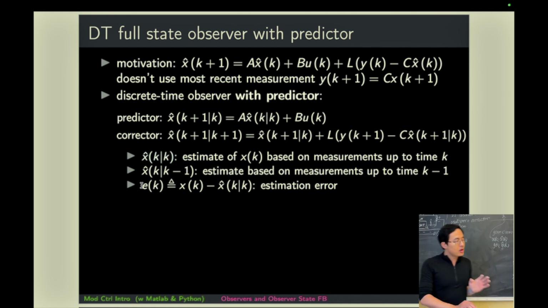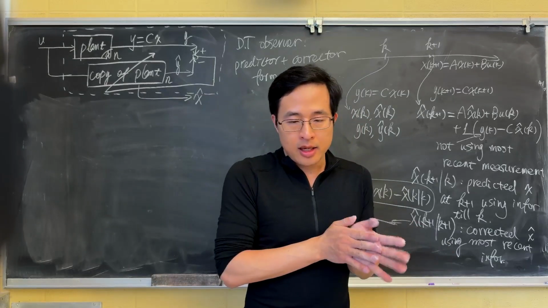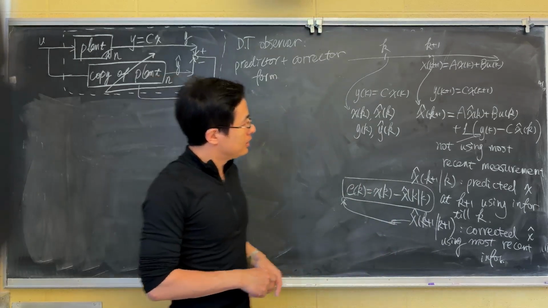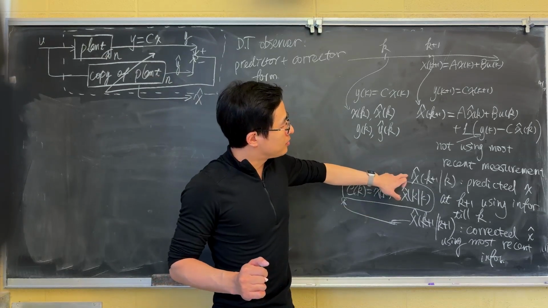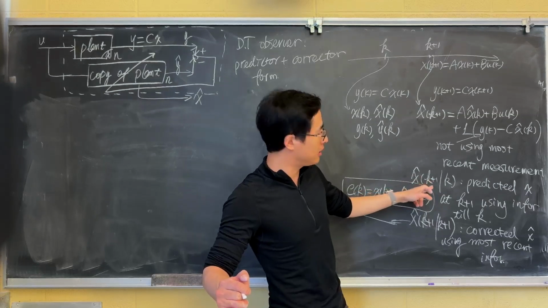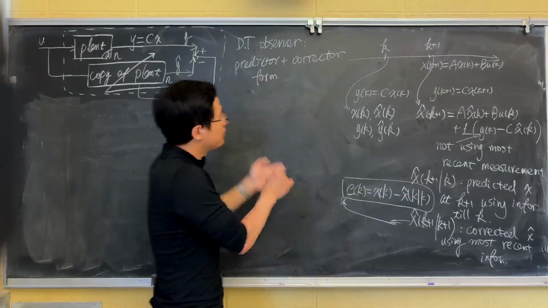The estimation error is defined as the difference between x and x hat k slash k. So the estimation error is the difference between your true state and your corrected state estimate. That's how we define this. The design of these is as follows. The predictor, x hat k plus 1 slash k, is designed this way.